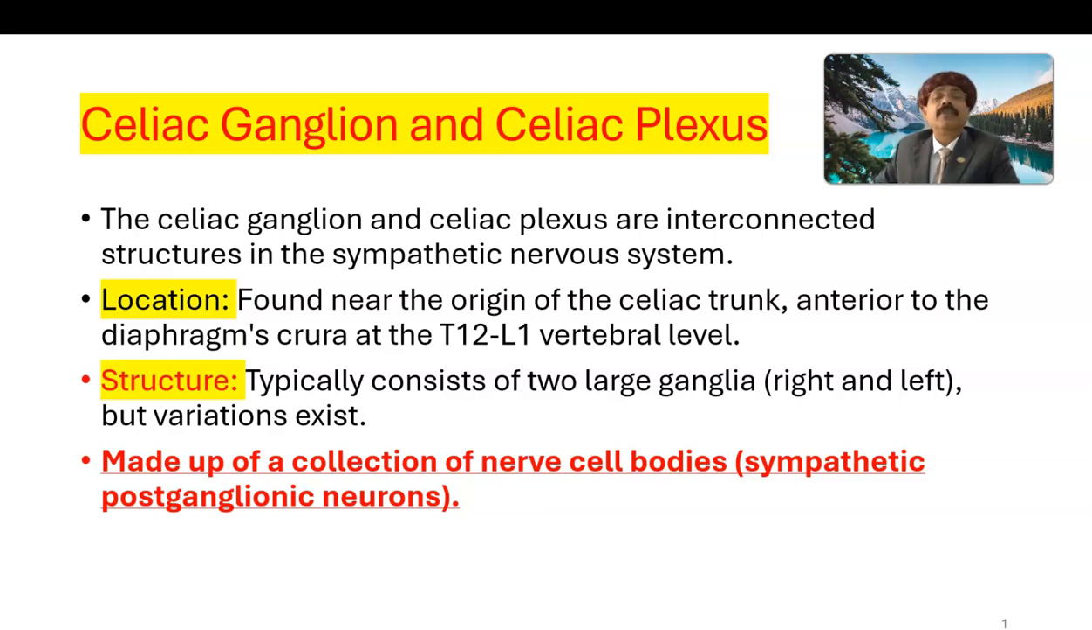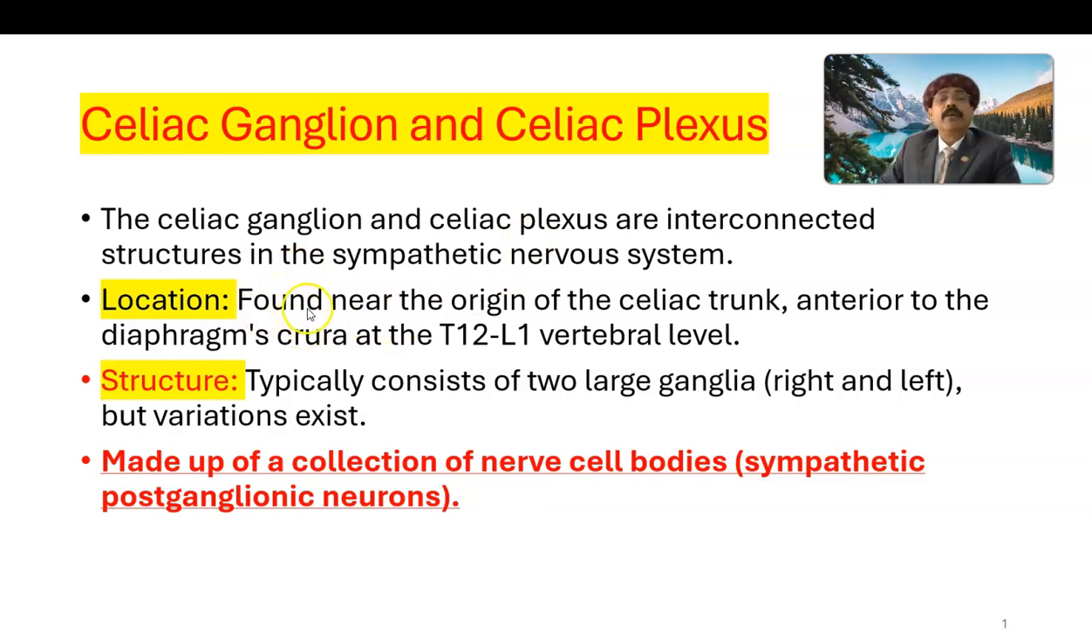The celiac ganglion and celiac plexus are interconnected structures in the sympathetic nervous system. The celiac ganglion is totally sympathetic, but its ramification, the celiac plexus, contains both sympathetic and parasympathetic fibers. The parasympathetic fibers coming and going through the celiac plexus are from the anterior and posterior vagal trunks. They go through the branches of the celiac ganglion along with the postganglionic sympathetic fibers.